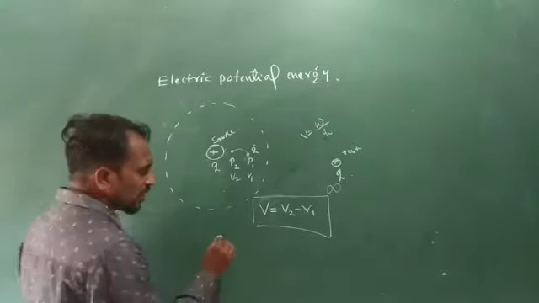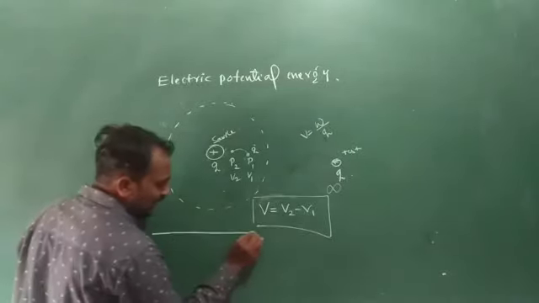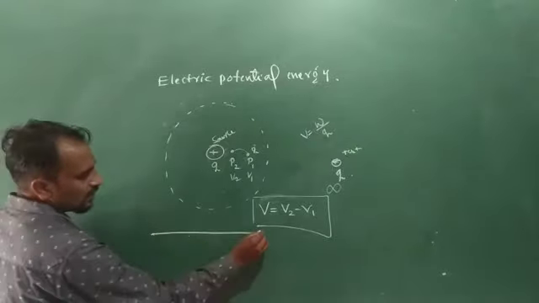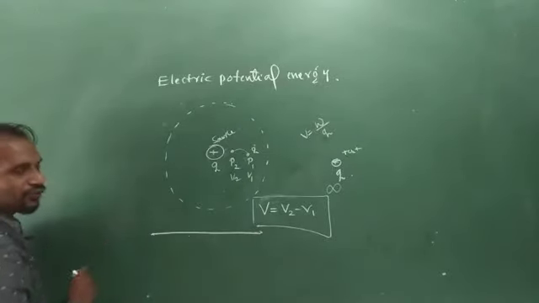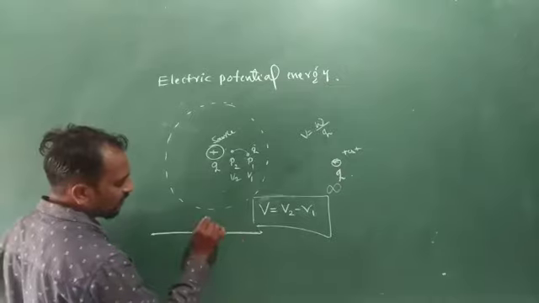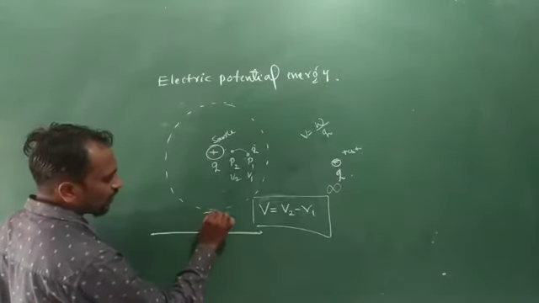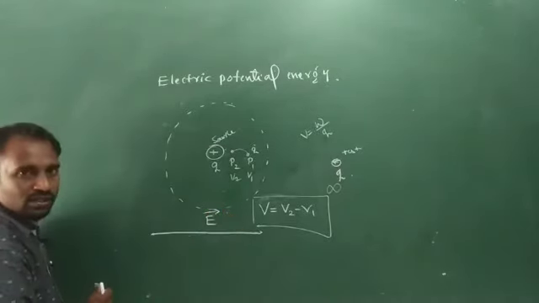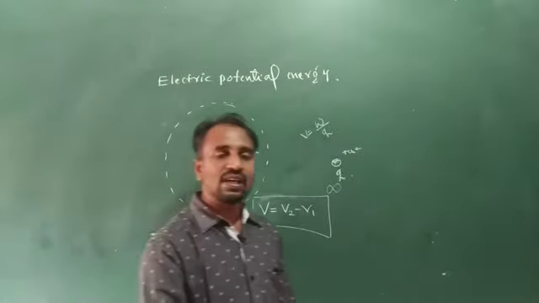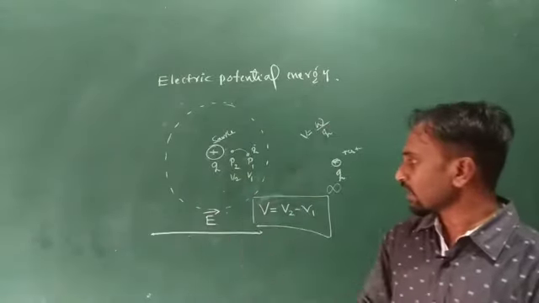In the same way, suppose this is a conductor and electric current is already flowing through this conductor. For this reason, we consider that there is an electric field.